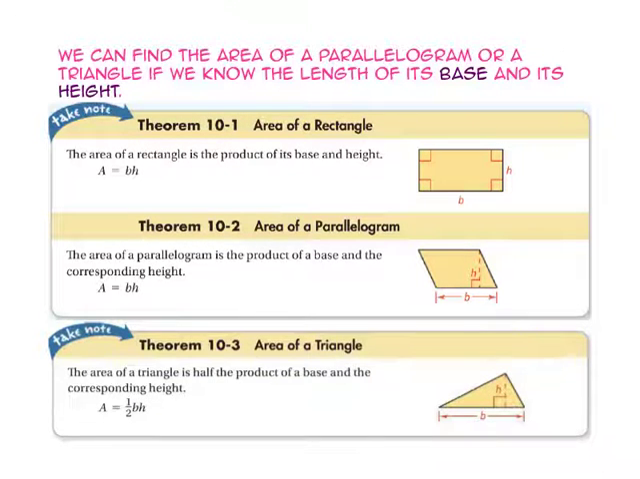For a triangle, the area is half the product of the base and its corresponding height. So area equals 1/2 base times height, or base times height divided by 2. Notice that the base and the height are always perpendicular.